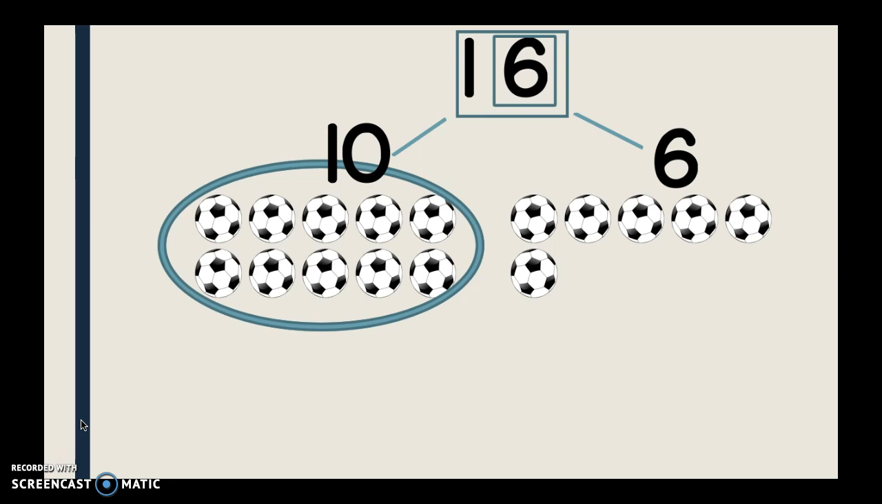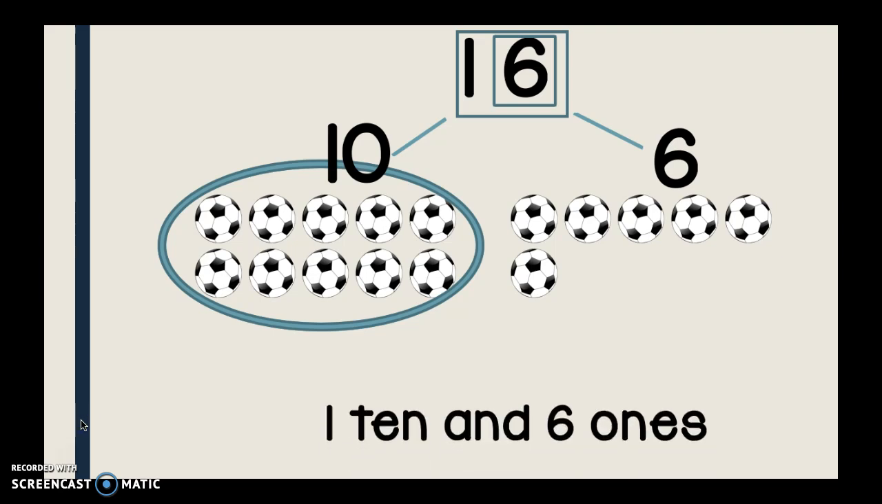Do you see how I circled just one group of 10? And in my 16, if I pull it out, I only have one 10 in there. So I'm going to say 1 ten, and then I have 6 ones. You certainly don't have 10 tens because you only have one group of tens. All right, can you go ahead and say 1 ten and 6 ones? All right, good job. Here we go. We're going to try another one.